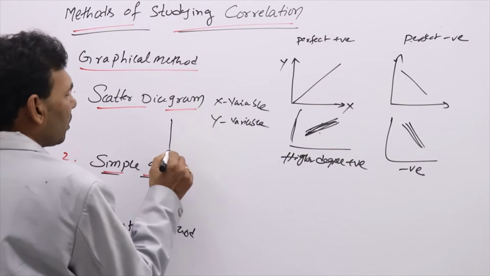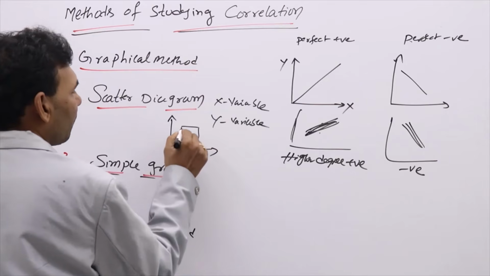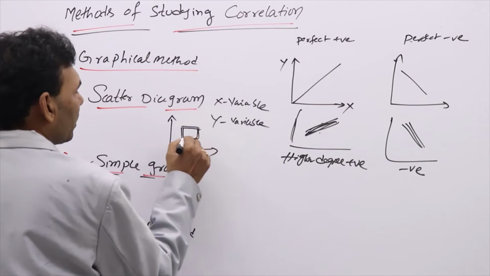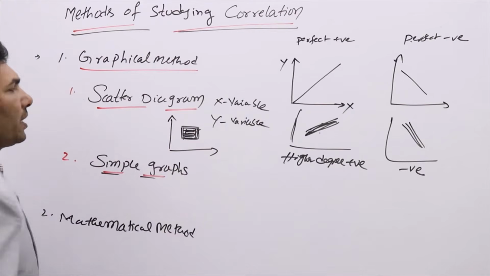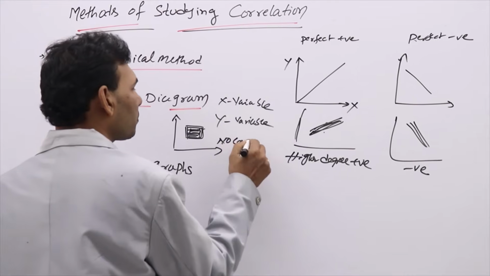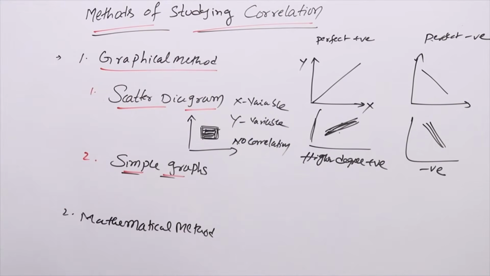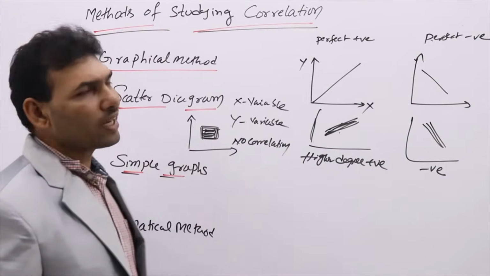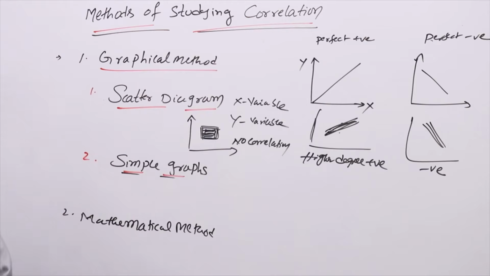For example, after drawing a scatter diagram, you get a graph like this. You cannot say anything about the relation. That means no correlation. So like this, one can easily decide how the two variables are related using scatter diagrams.